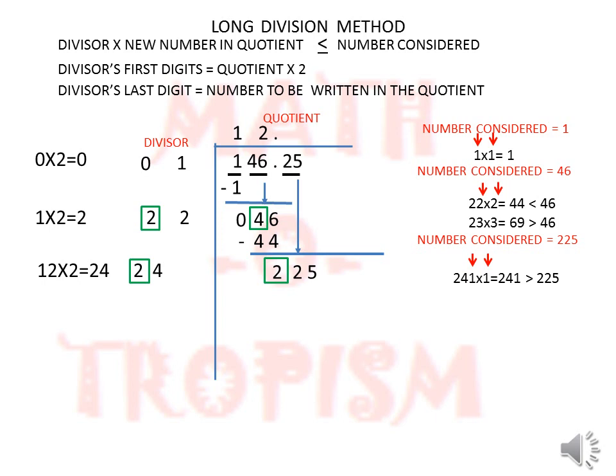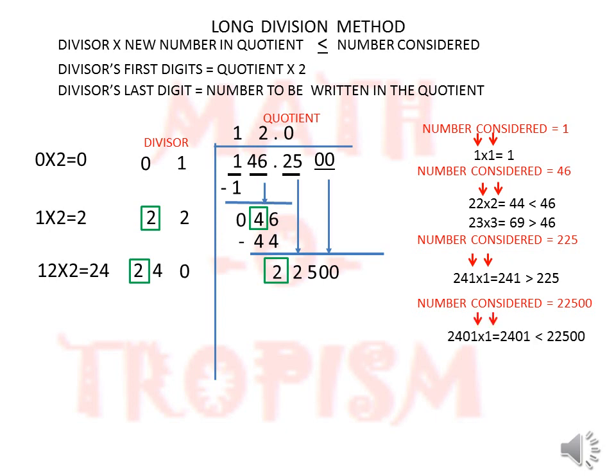It means I have to go to the next lower digit, which is 0. So I put 0 in the divisor as well as in the quotient. Just like in normal division, since I have put a 0, I can bring down 0. But since it's the square root, I bring down a pair of 0s. So the new number considered becomes 22,500. Now when I do 2401 into 1, since the first digits are both 2, it comes to 2401, which is much lesser than what is required.